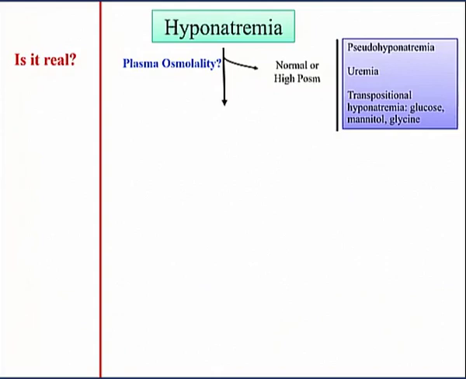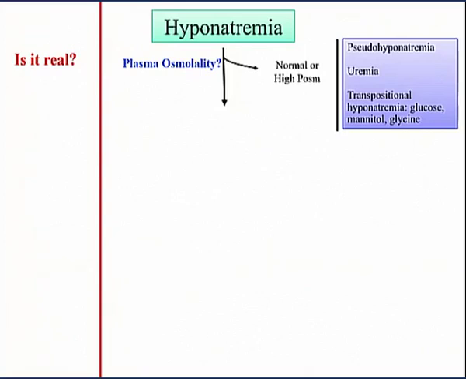methods. And even though we don't use flame photometry anymore, the method of dilution that we use is not foolproof for this. So if you have severe hyperproteinemia or severe hypertriglyceridemia, you can see pseudohyponatremia. So that's important to think about.